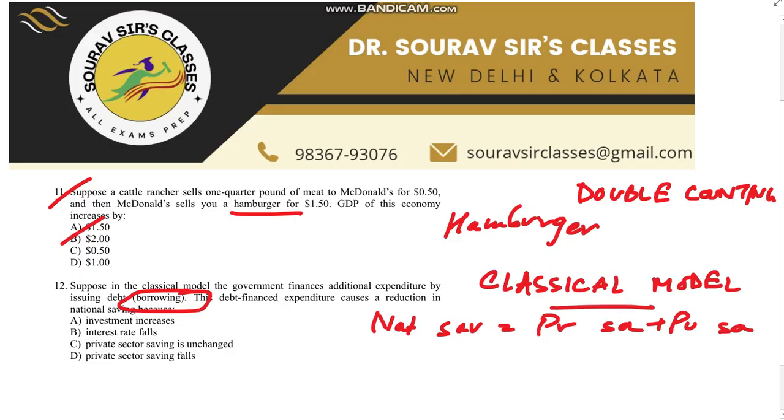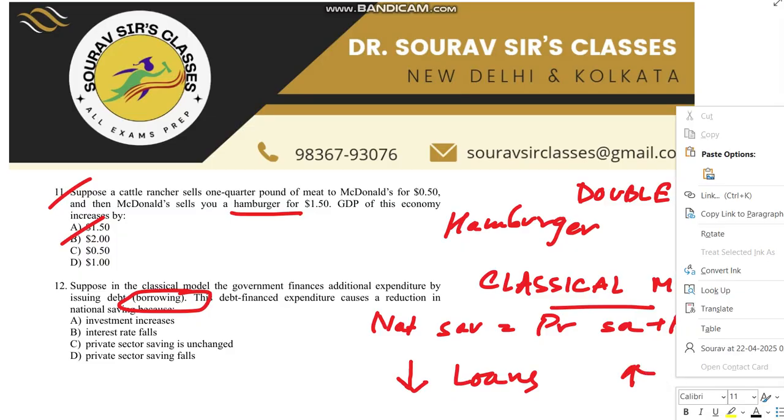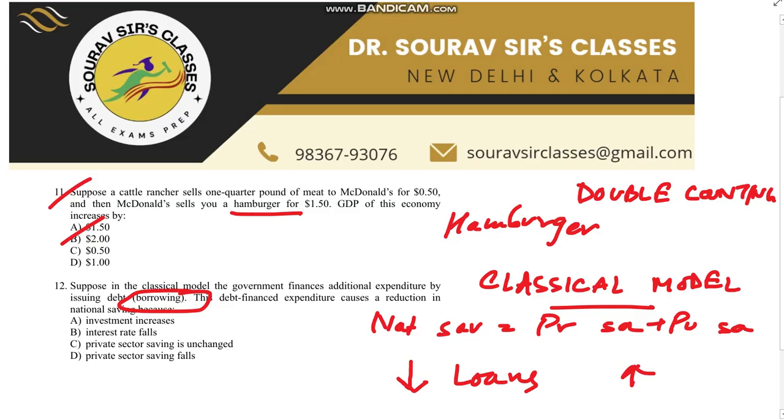So when the government borrows more money to finance its expenditure, then in the classical approach, the supply of loanable funds decreases. Why? Because the government is taking out more loans, and this leads to an increase in the interest rate. Since there is more competition for the available funds, the private sector saving often falls. Why? Because a higher interest rate will discourage investment and consumption, reducing overall savings. So the increase in government borrowing leads to a reduction in national saving because the private sector saving falls while public saving is negative due to the deficit. So the answer will be private sector saving falls.